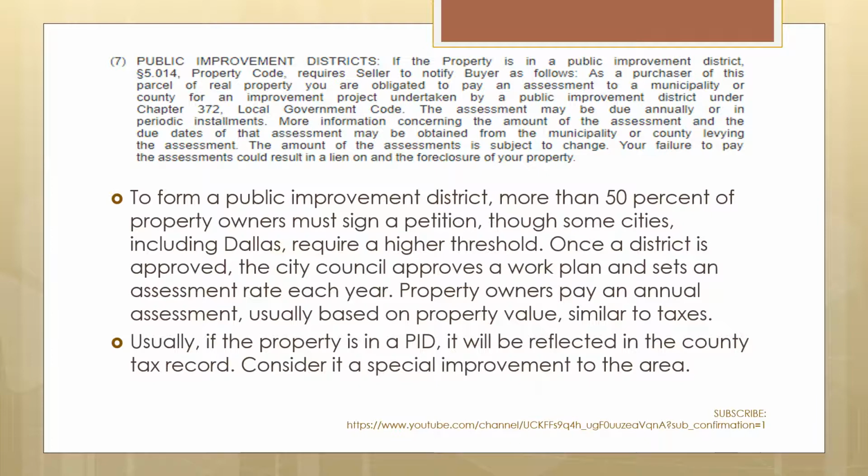Item number 7. To form a public improvement district, more than 50% of the property owners must sign a petition, though some cities, including Dallas, require a higher threshold. Once the district is approved, the City Council approves a work plan and sets an assessment rate each year. Property owners would pay an annual assessment, usually based on the property value, similar to taxes. In essence, it's an additional property tax. Okay, so if the county or local government decides they want to do something special, they may tack an additional assessment onto the property. But again, it's got to be voted on first. So usually if the property is in a public improvement district, it would be reflected in the county tax record. Consider it a special improvement to the area.